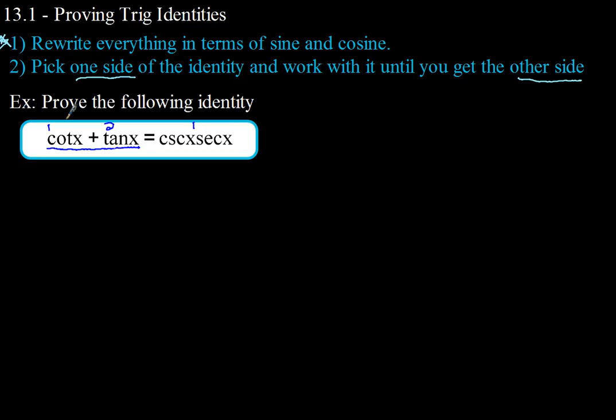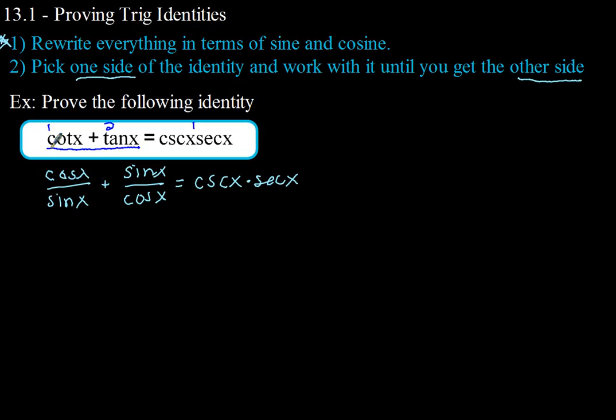So let's rewrite these things in terms of sines and cosines. Cotangent of x is the reciprocal of tangent, which means that it is the cosine of x divided by the sine of x. And we know tangent of x is equal to sine divided by cosine. And that's supposed to equal cosecant of x times the secant of x. We'll just put that little multiplication symbol in there.